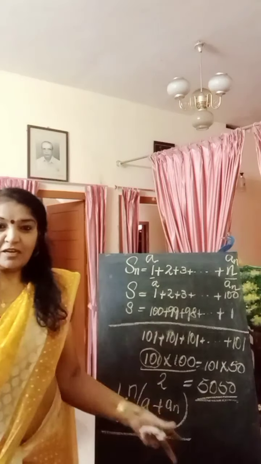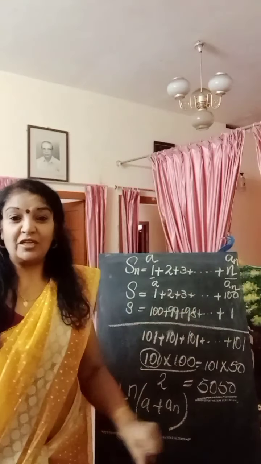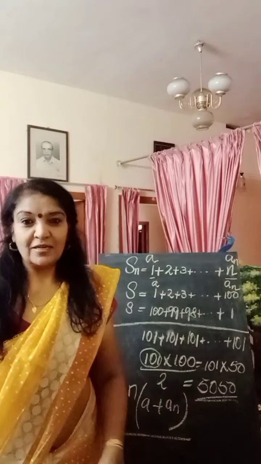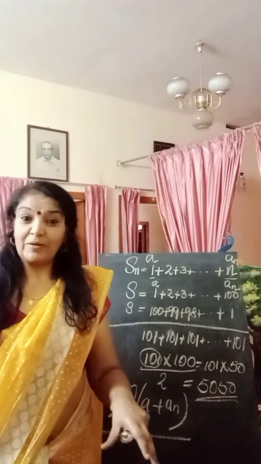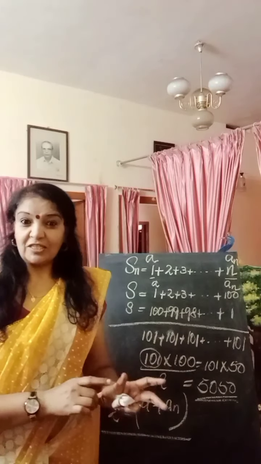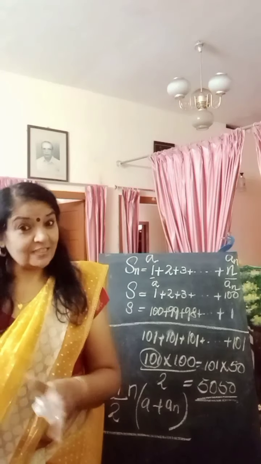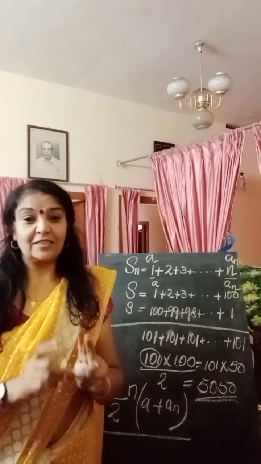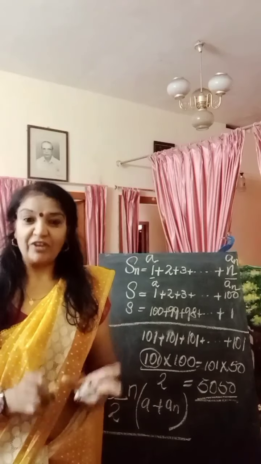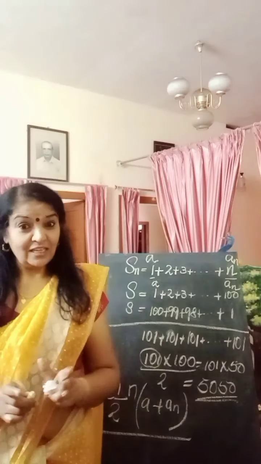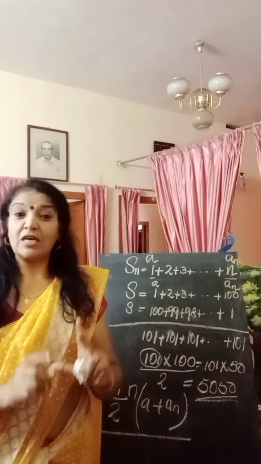So from the same question, we can develop this formula: half n into (a plus an). Here a is the first term, an is the last term, and n is the total number of terms. So half n into (a plus an) if the first and last terms are known.